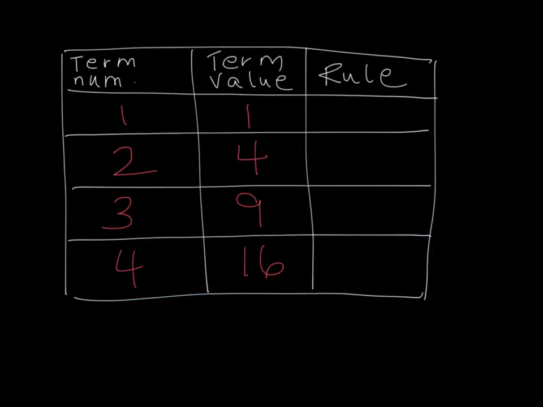Okay, so I just recreated the table without the pictures. Another way to look at the rule is to use powers. So looking at all of the term values here, we think, okay, how can we move from term number 1 to term value 1? What do we do to 1 to get to 1? Well, we can do 1 times 1.